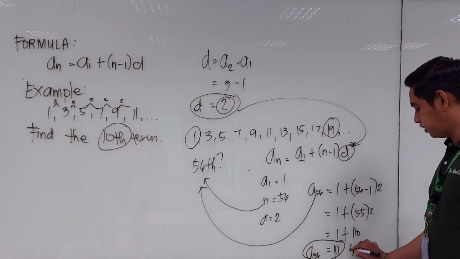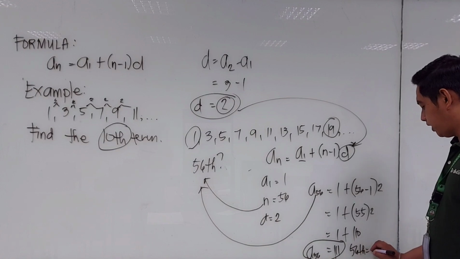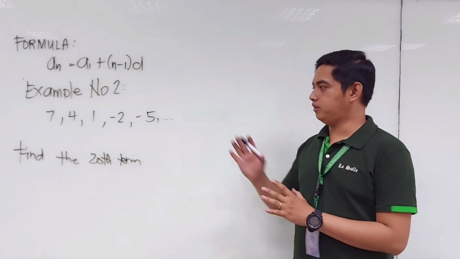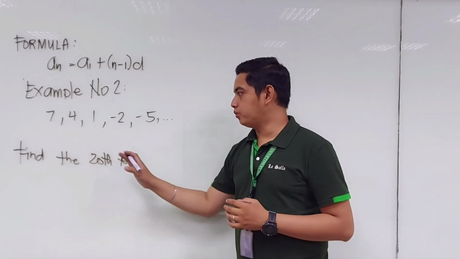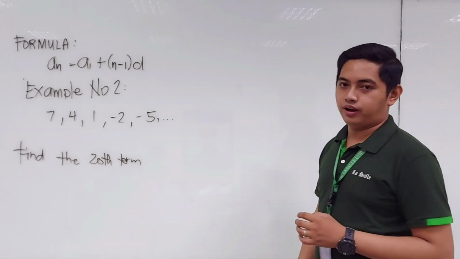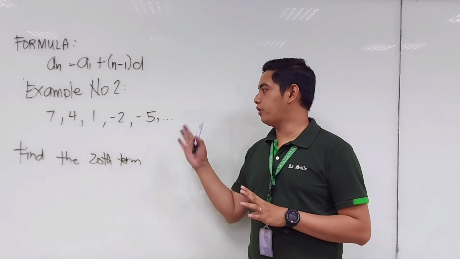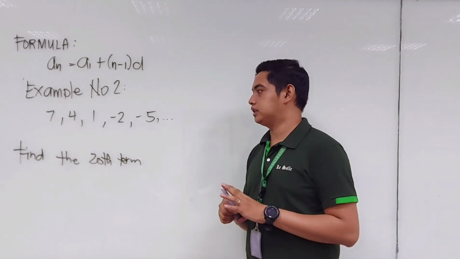So the 56th term of this sequence is 111. So easy, right? Example number 2. Given this sequence, 7, 4, 1, negative 2, negative 5, and so on. Now, first, we need to find out if the sequence is arithmetic or not.